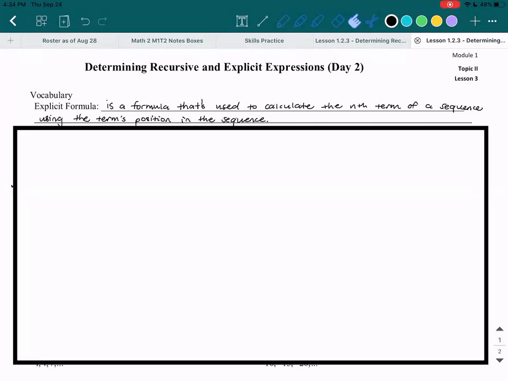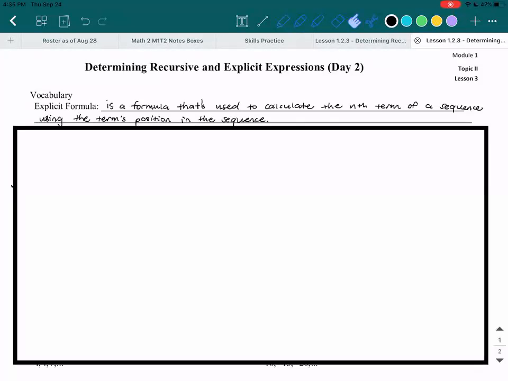Okay, so let's start off with our explicit formula. Explicit formula definition: it's a formula that's used to calculate the nth term of a sequence using the term's position in the sequence, using the n value. Whereas last time, we used the previous term to calculate the next term. So it's a little bit different, but it's just another formula that we can use to solve for the nth term of a sequence. You can have as much time as you want to write this down.